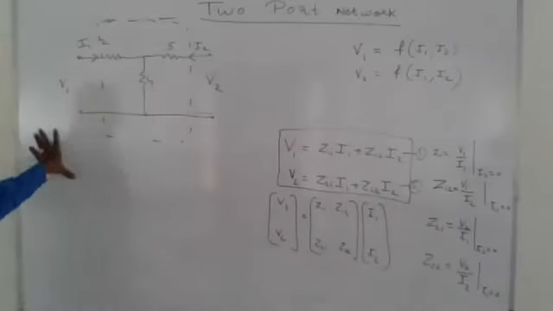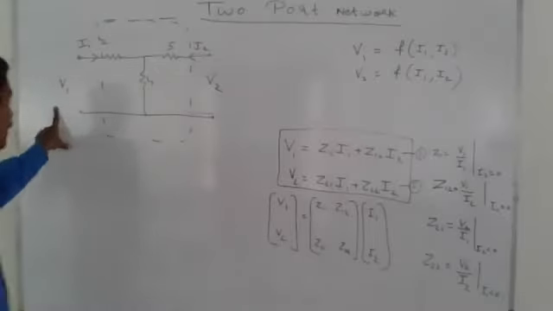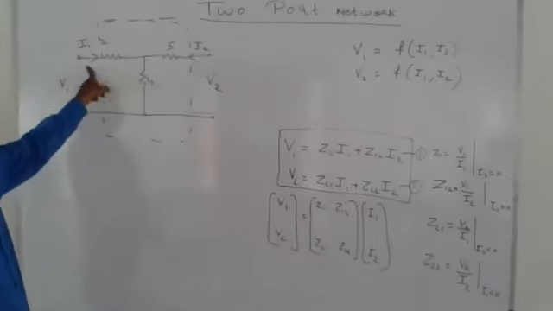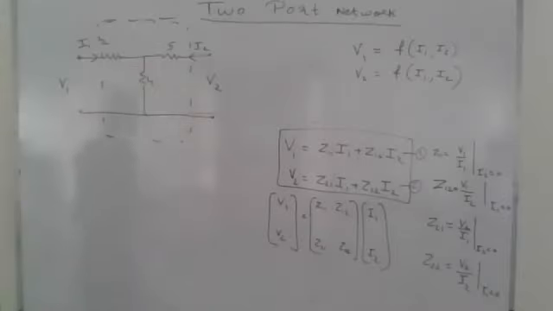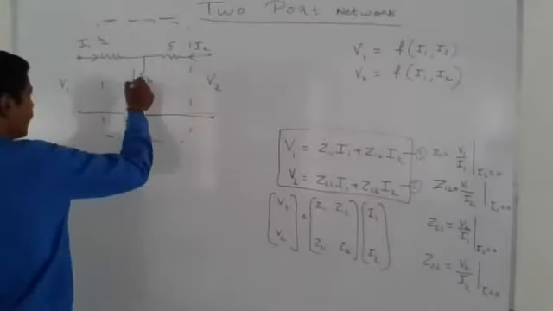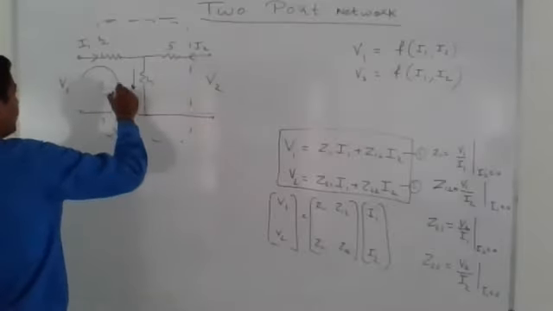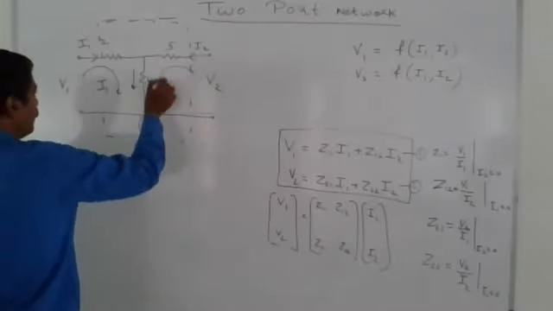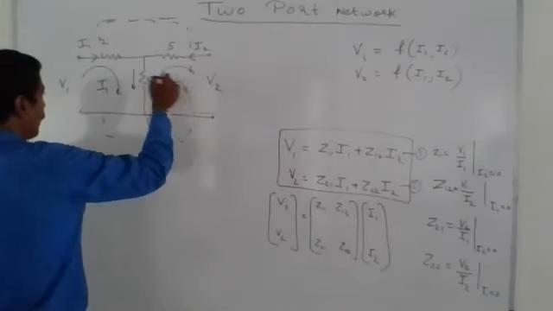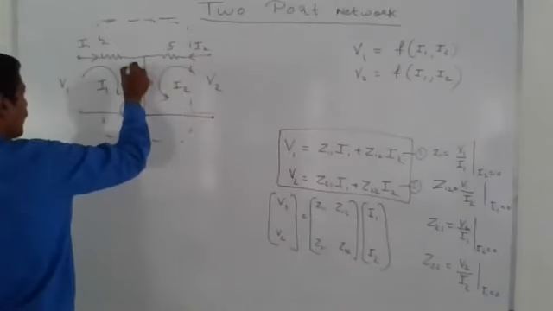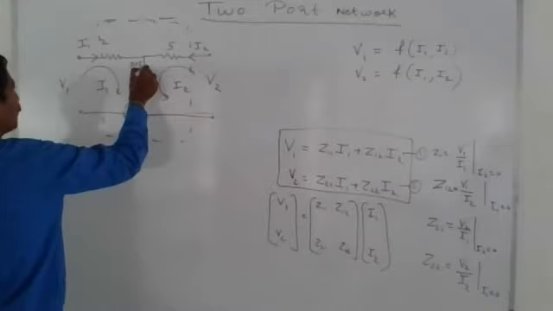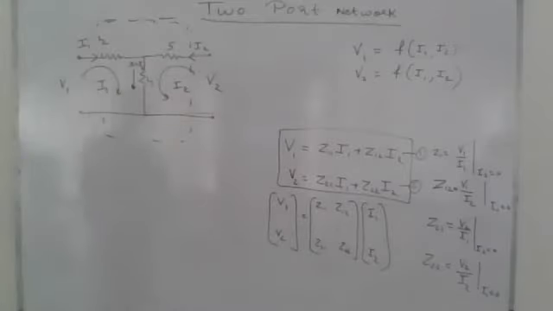Try to understand. I am assuming V1 in this direction, V2 in this direction, I1 in this direction, and I2 in this direction. So the current in this direction, you can see it carefully: I1 in this direction, and I2 in this direction. So the current through the 4 ohm resistance will be I1 plus I2. I hope everybody will agree.